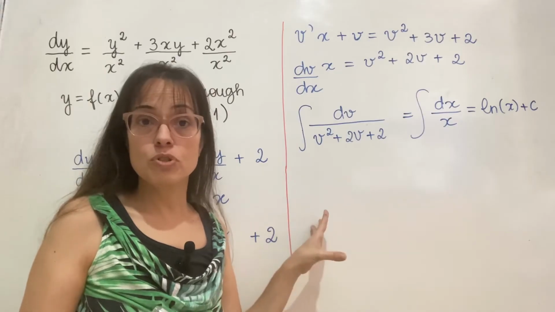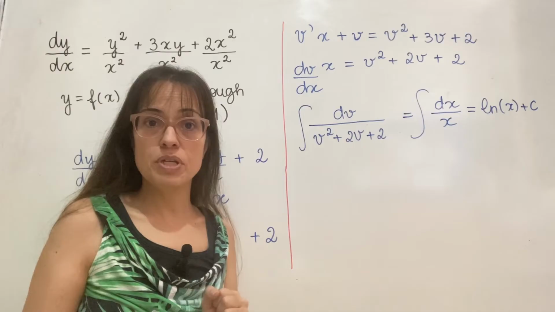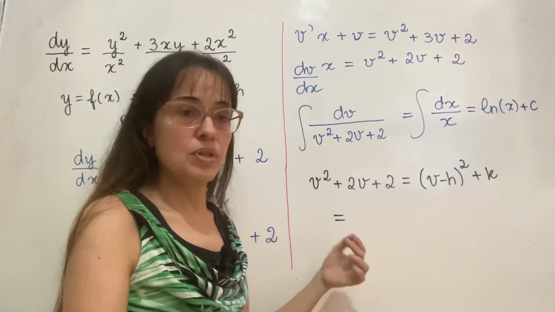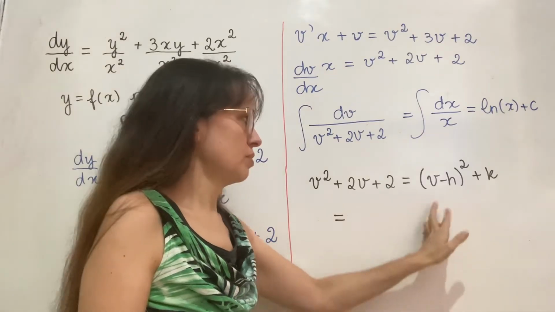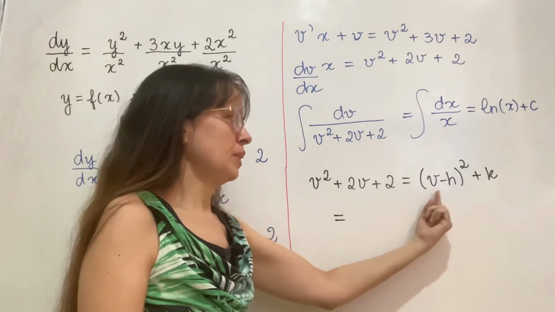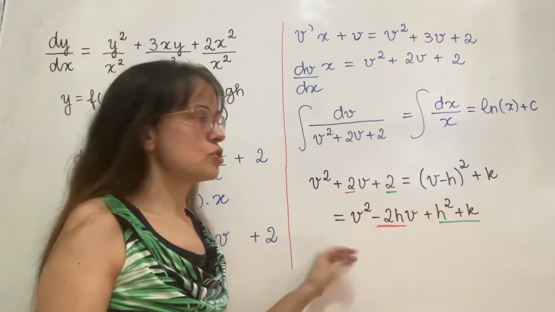So instead, I'm going to do something else. I'm going to complete the square of that denominator. And here's how I like to do that. I just write out the conclusion that I want to come to. I want to find the values of h and k. Now I'm going to expand this, and I'm going to compare the coefficients.